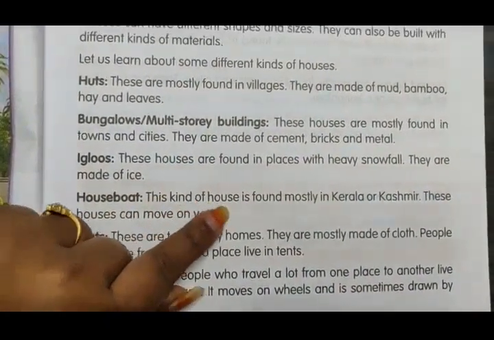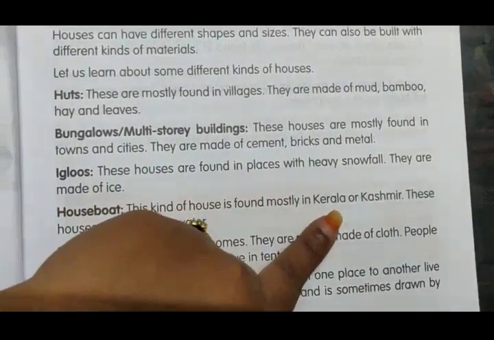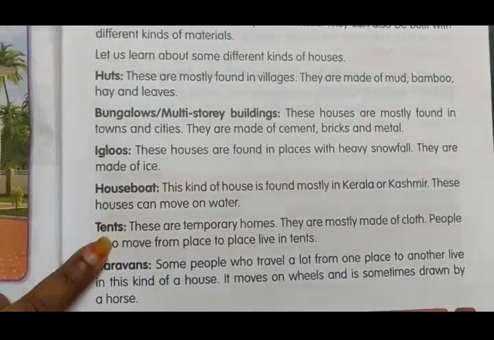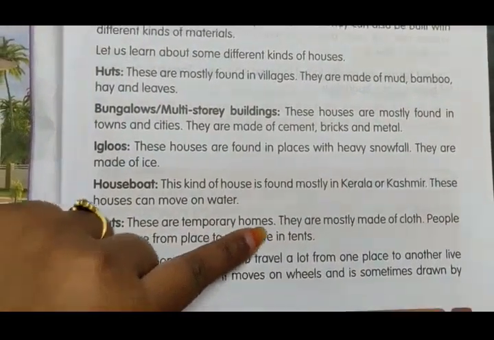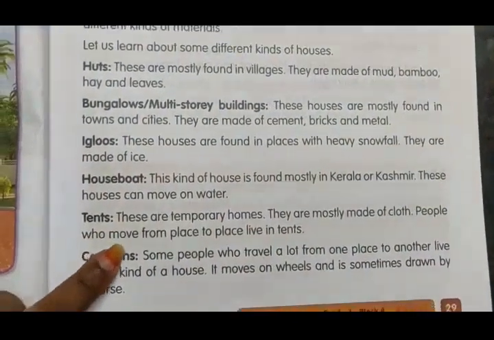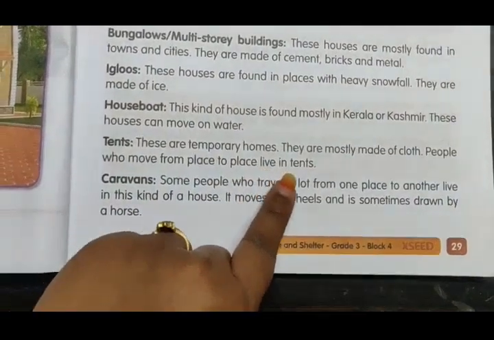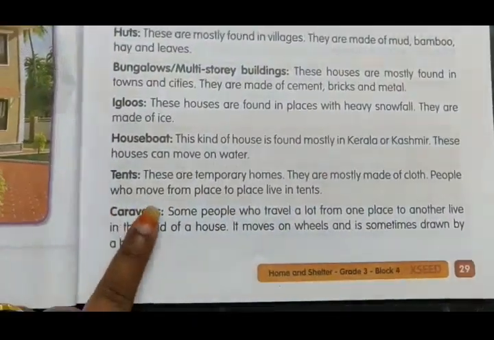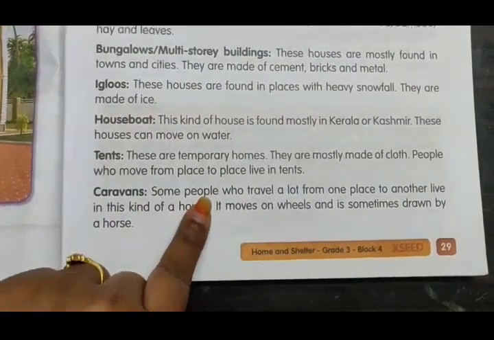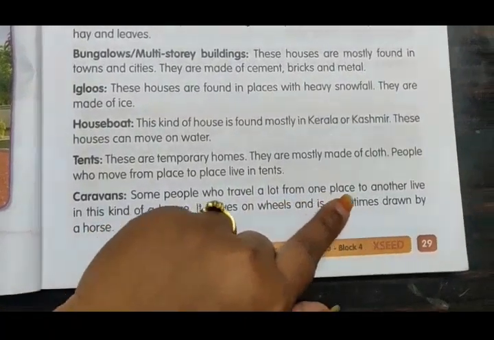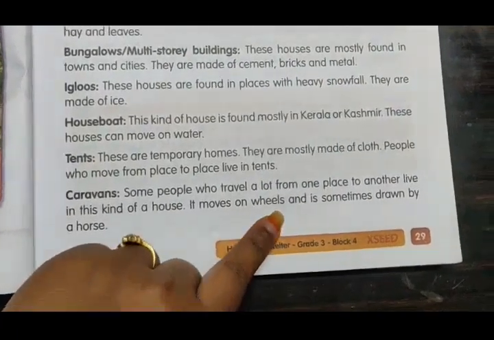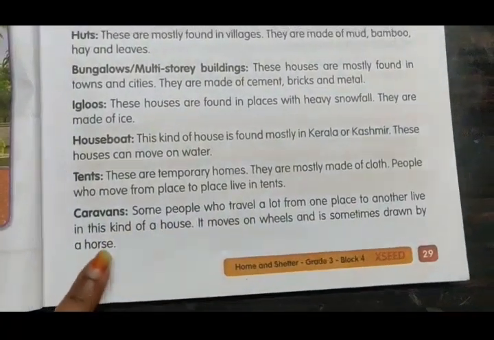Houseboat. This kind of house is found mostly in Kerala or Kashmir. These houses can move on water. Tents. These are temporary homes. They are mostly made of cloth. People who move from place to place live in tents. Caravans. Some people who travel a lot from one place to another live in this kind of house. It moves on wheels and is sometimes drawn by a horse.